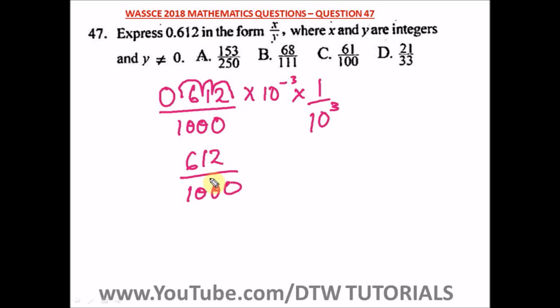All right, so from here what can go? I think 2 can go. 2 in 612, how many times will it go? It will go 306, and in 1000 it will go 500 times. Okay, can 2 also go again? 2 can go again. In 306, 2 can go how many times? I think 153, and in 500 it can go 250 times. Okay, 2 in 500 will go 250.